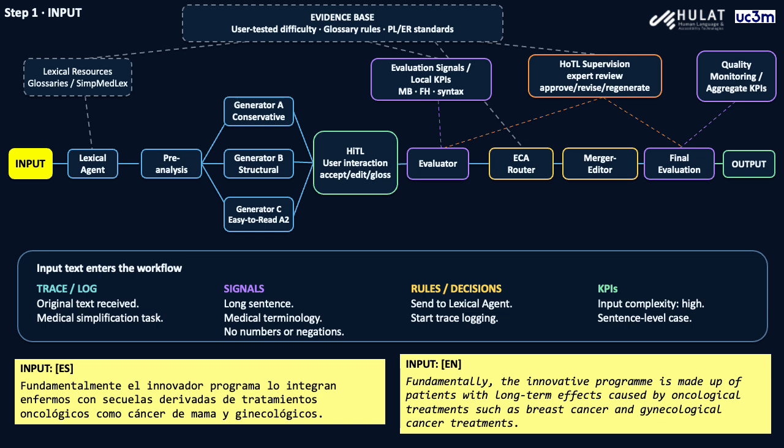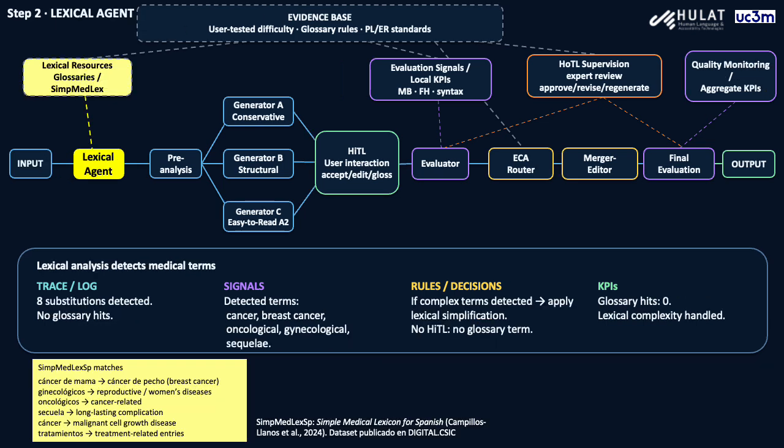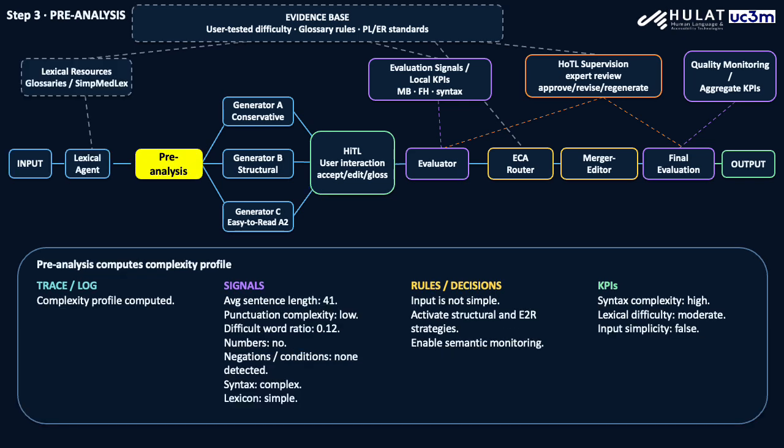A medical domain text enters the system and is sent to the lexical agent. The lexical agent detects 8 possible lexical substitutions. At this point, human-in-the-loop mechanisms could be activated so that users can validate these lexical substitutions. Next, the text goes through pre-analysis.